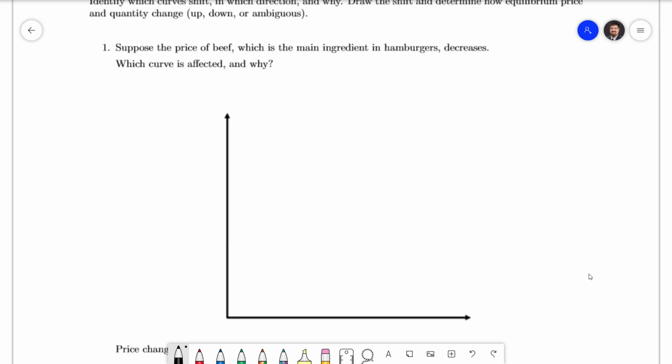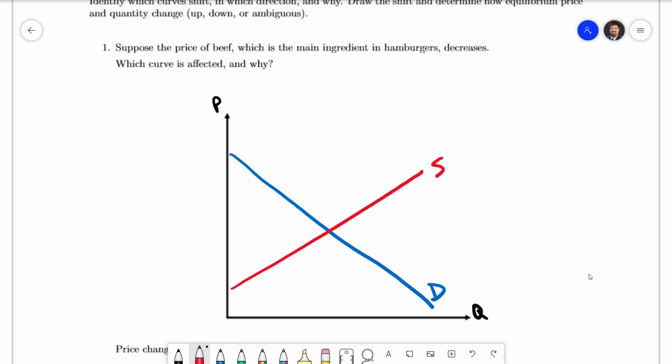First question asks us, suppose the price of beef, which is the main ingredient in hamburgers, decreases. Before we get started, let's label up our graph with price and quantity, sketch in a demand curve, sketch in a supply curve. Beef is an ingredient of hamburgers, so that's an input. That means that a change in the price of that is going to affect our supply curve.